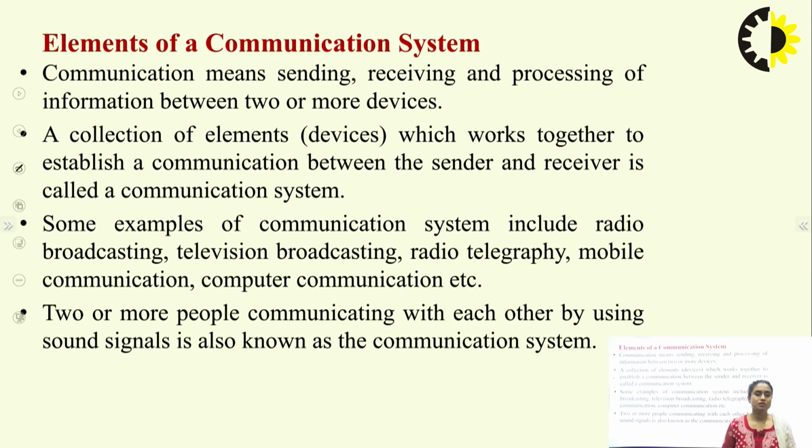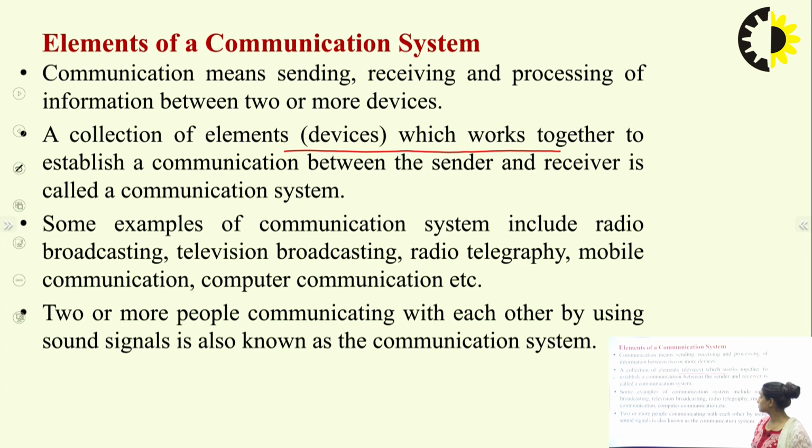Now, I want to study my communication system as a whole. What are the parts of my communication system? This comes under elements of a communication system. Communication means sending, receiving and processing of signal in between two or more devices, as discussed. A collection of the elements and devices which work together to establish a communication between the sender and the receiver is called a communication system. Right?